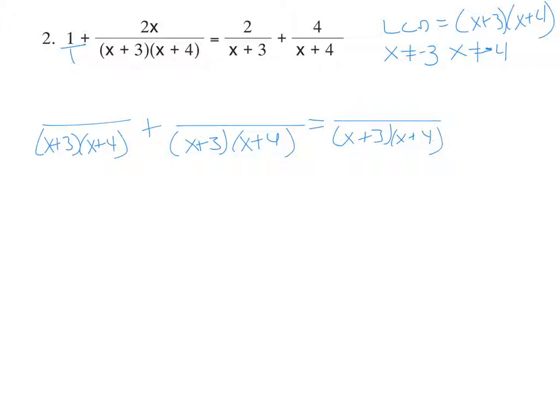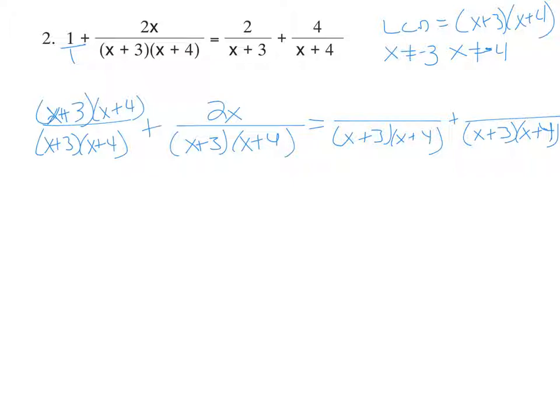And this is just a long problem. So my first fraction, I just actually have 1, so I'm going to need the x plus 3, x plus 4 in the numerator and in the denominator. Okay. Notice if I reduce this, these reduce to 1, these reduce to 1, I end up with 1. My second one already had the whole entire denominator, so I just leave the 2x.